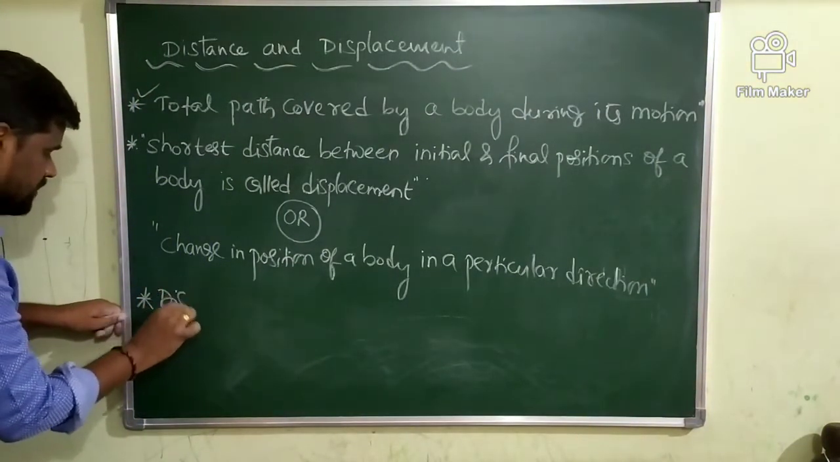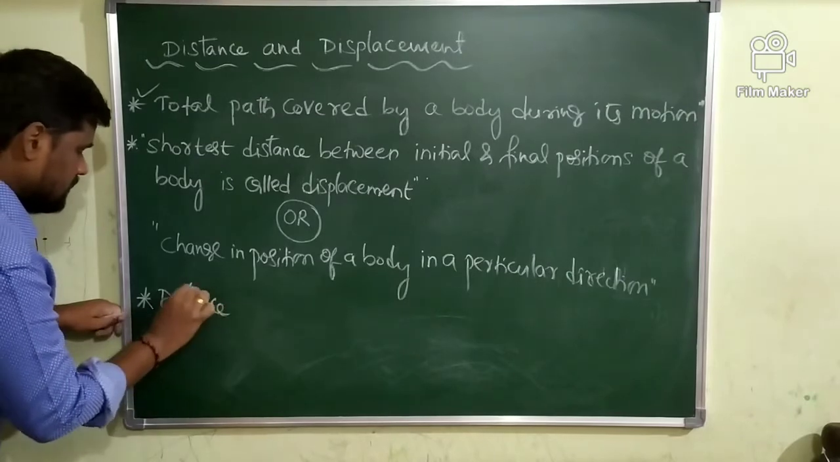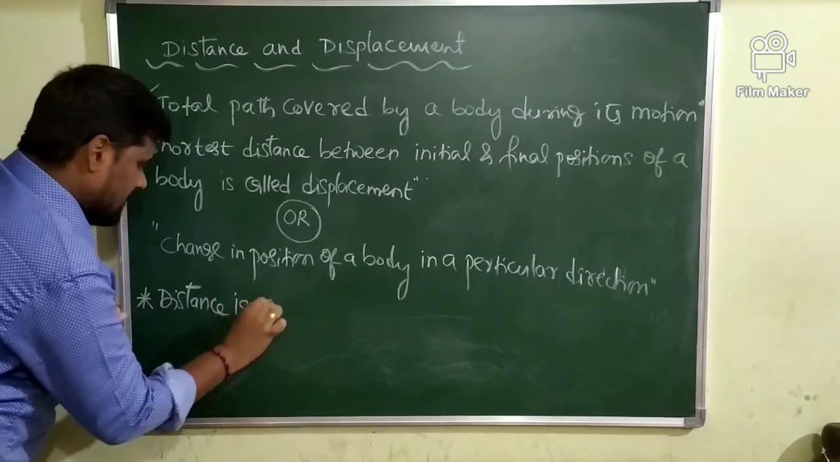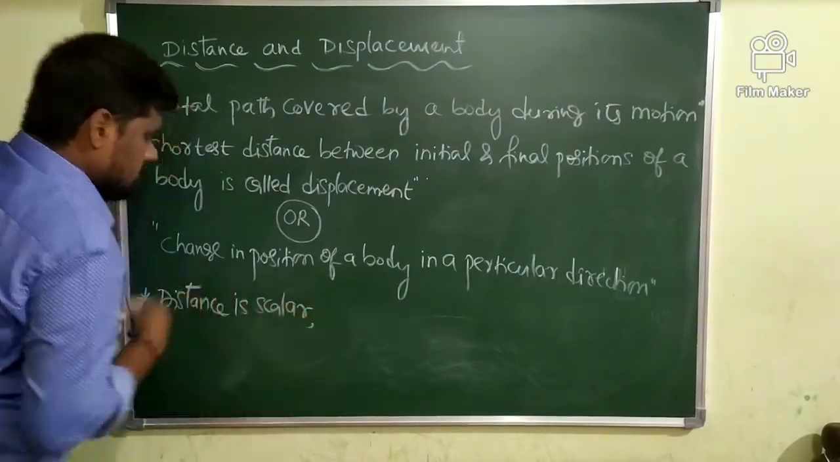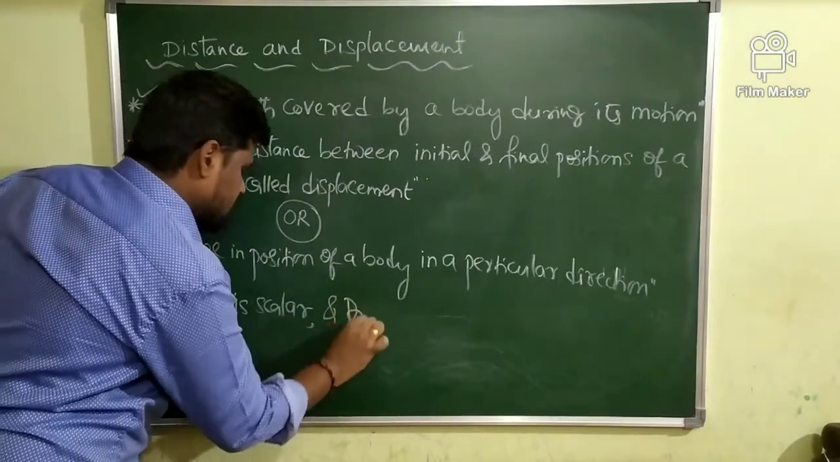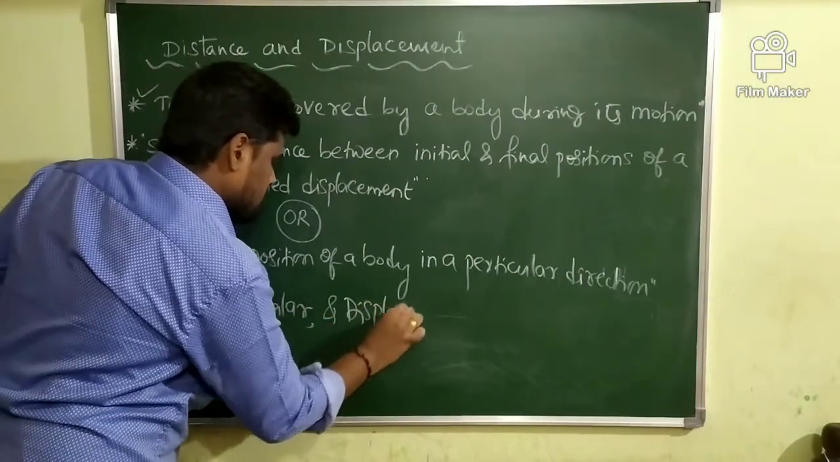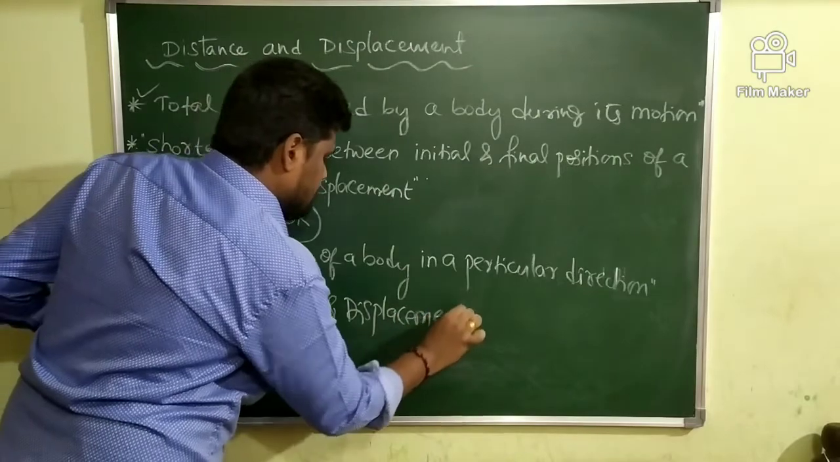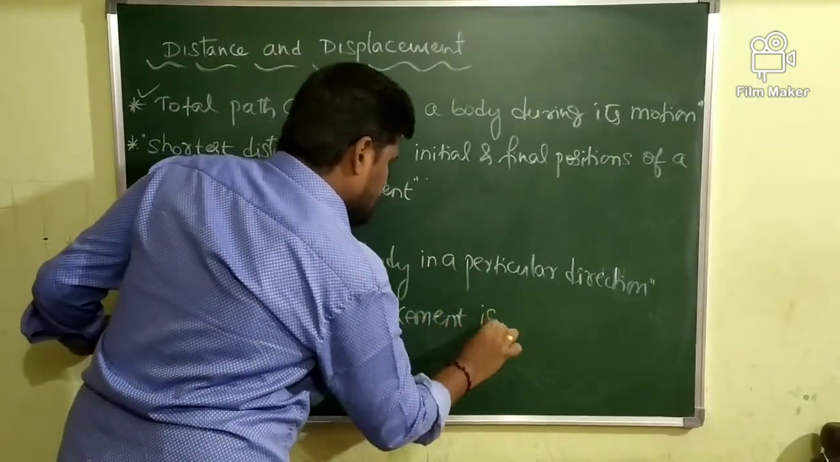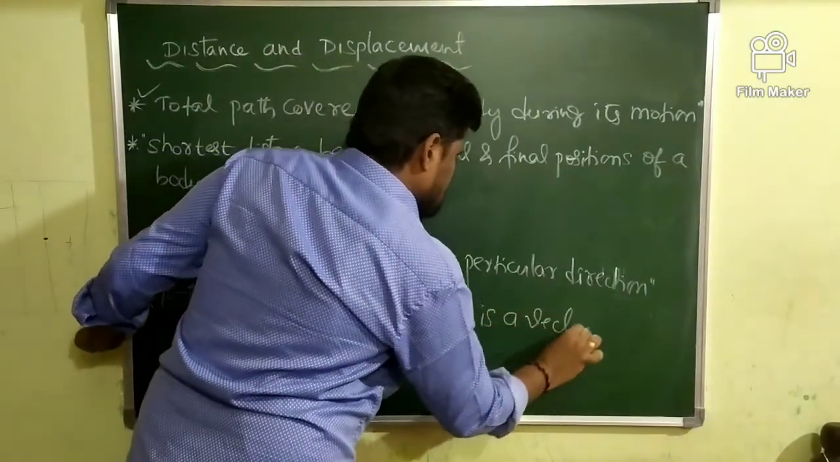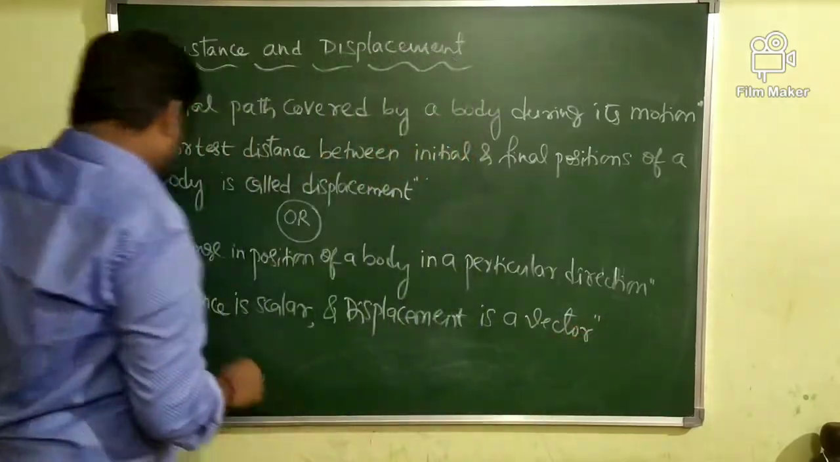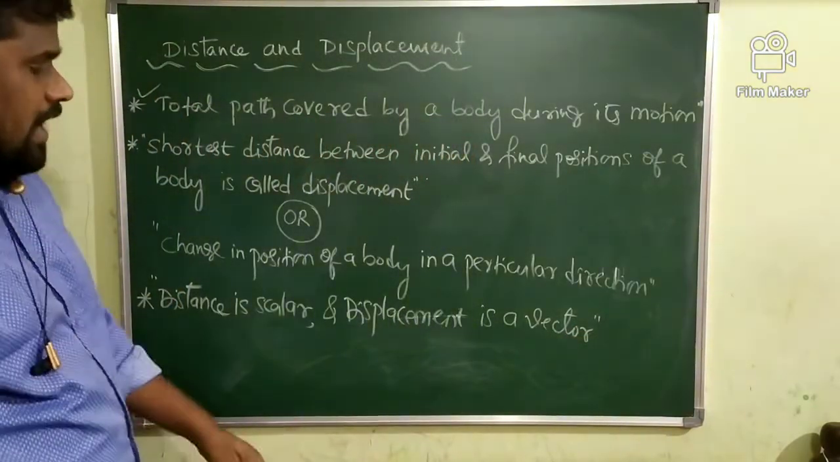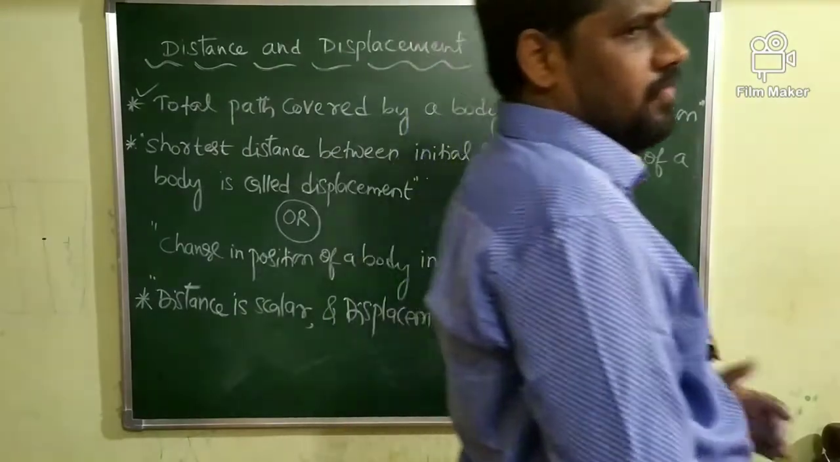Write down the next important point here. Distance is scalar and displacement is a vector. So distance is a scalar physical quantity and displacement is a vector.